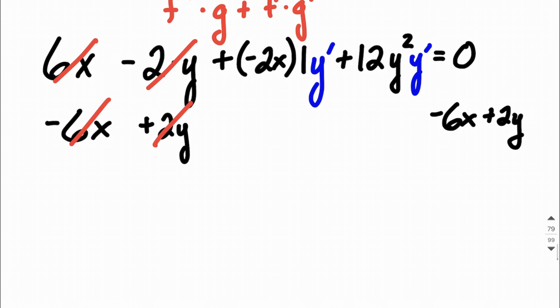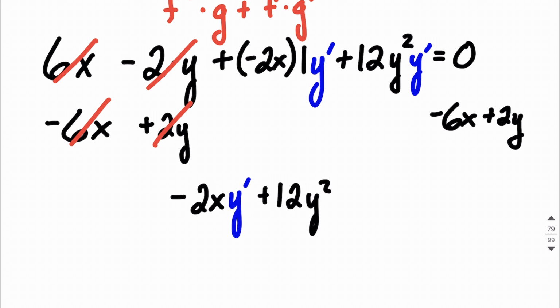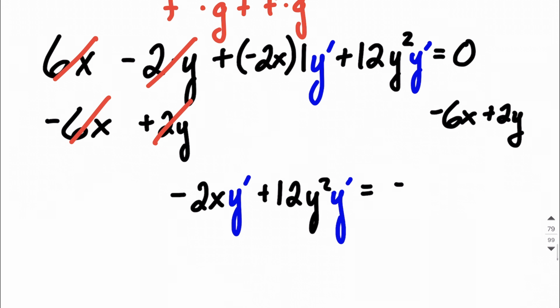All right, let's rewrite what we still have on the left-hand side. I'm going to write this as -2x y prime, dropping the multiplying by 1 in the middle because that doesn't really change what we have, plus 12y squared y prime. And then on the right-hand side, we can either write this as -6x plus 2y or 2y minus 6x. The order doesn't really matter there.